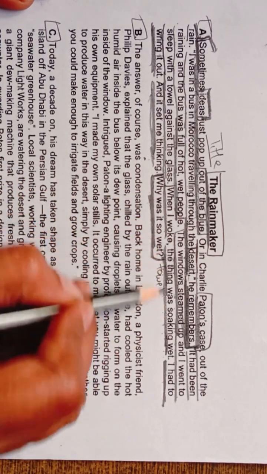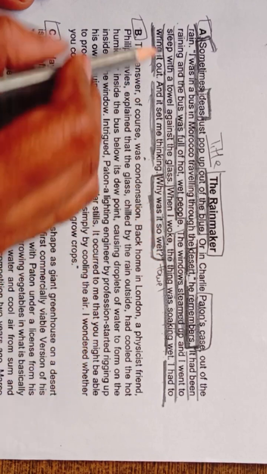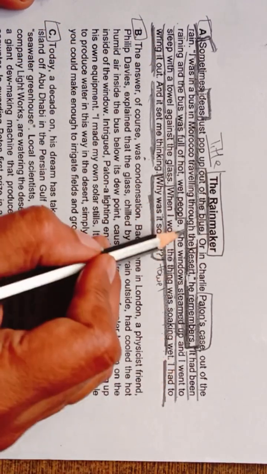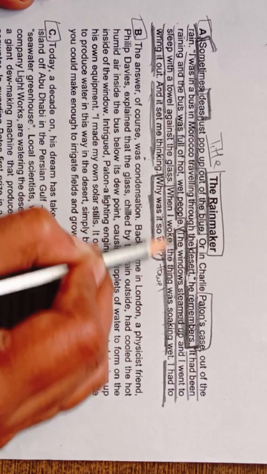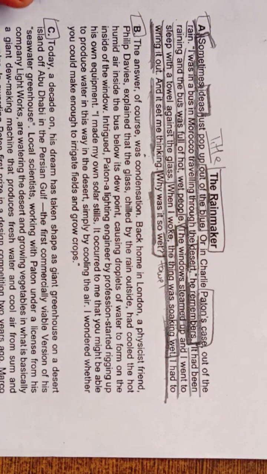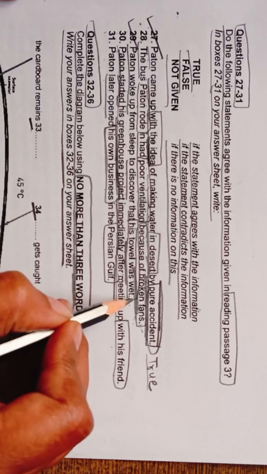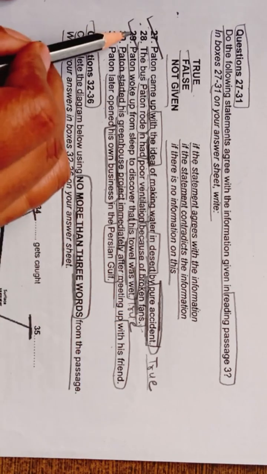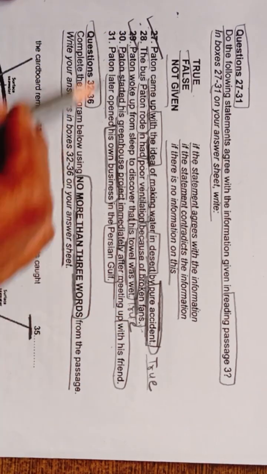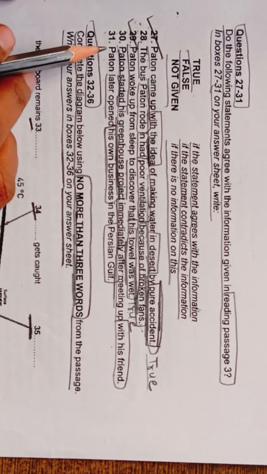I hope you have understood this. We have seen this line. From this line we are getting our answer from here to here, and both the statements are agreeing with each other. So that's why we will write true in front of 29 in our answer sheet. I hope you have understood this.